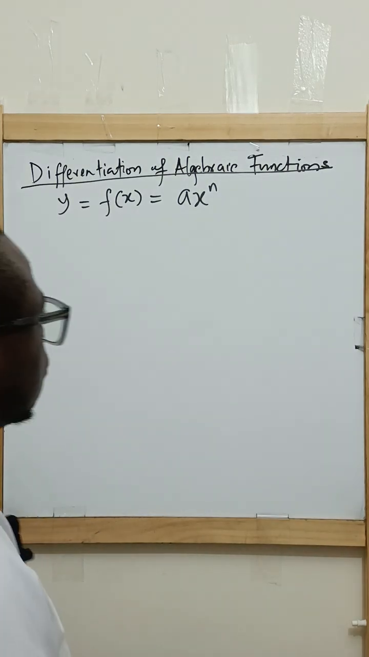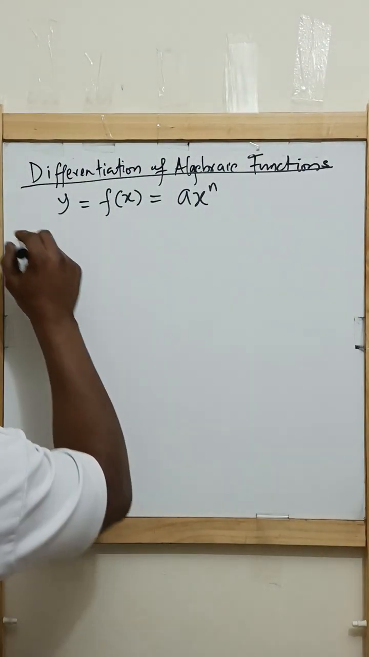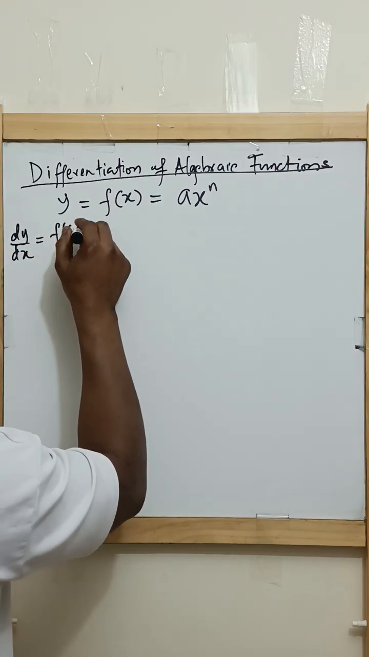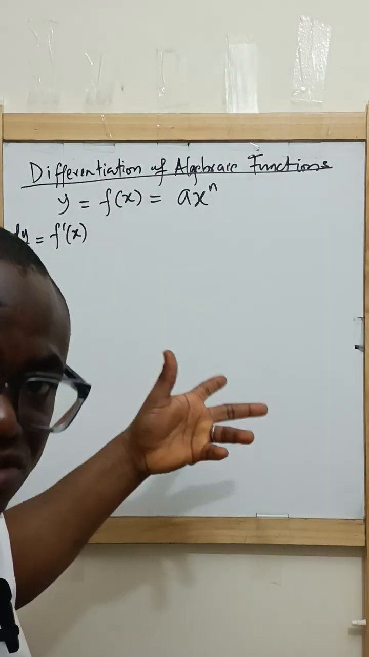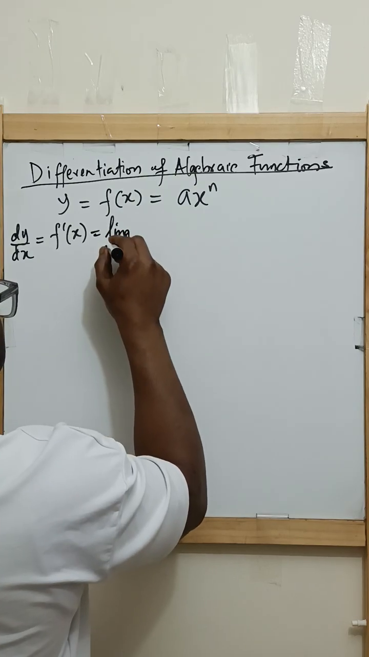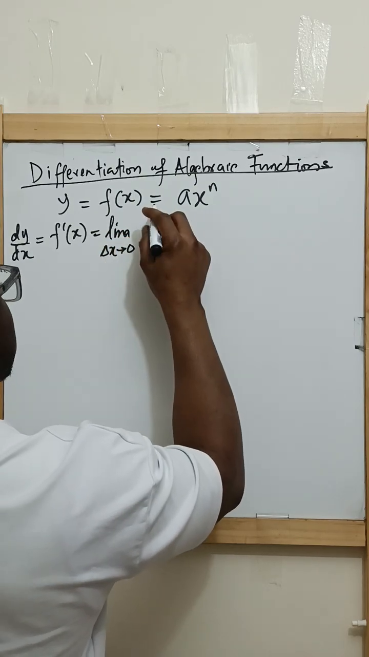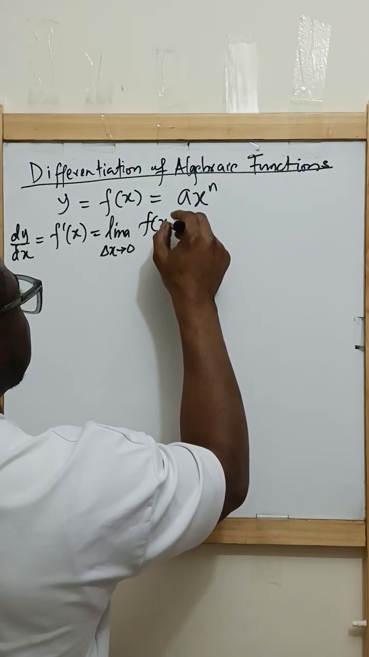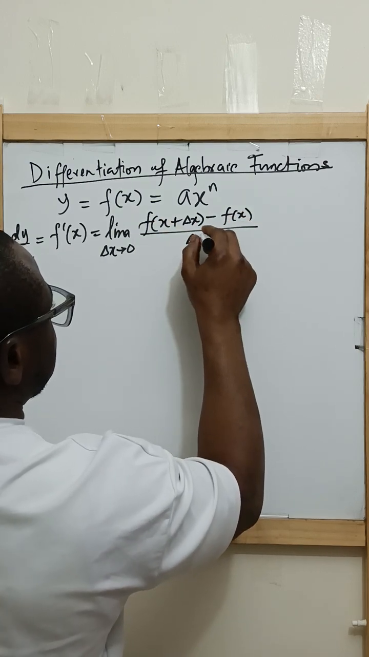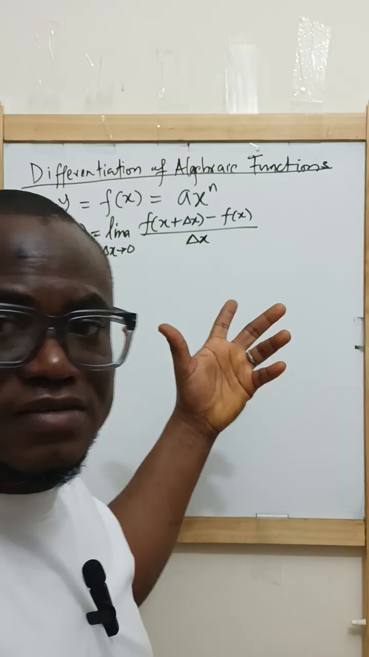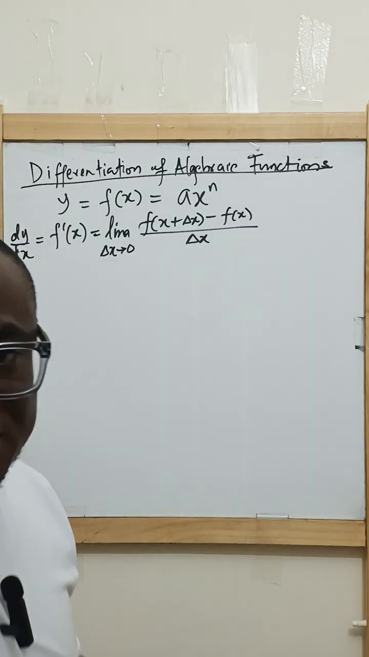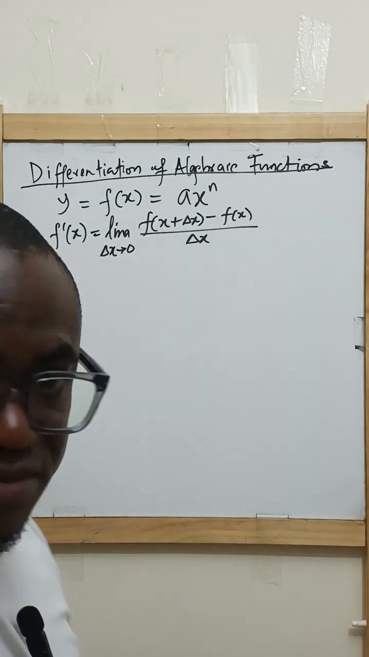Our formula of differentiation from the first principle is dy/dx, which is equal to, of course, f prime of x, which is another way of writing differentiation. So it's the limiting value as delta x tends to 0 of f of x plus delta x minus f of x, divided by delta x. We derived it in our previous lecture. So we want to apply this formula now to solve this problem.